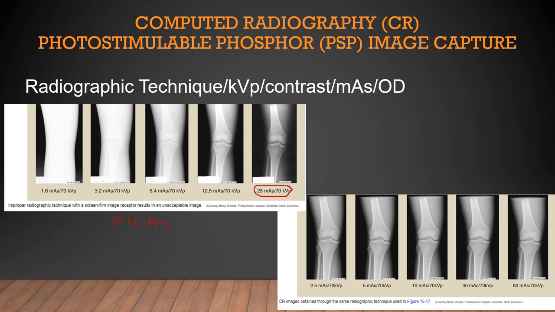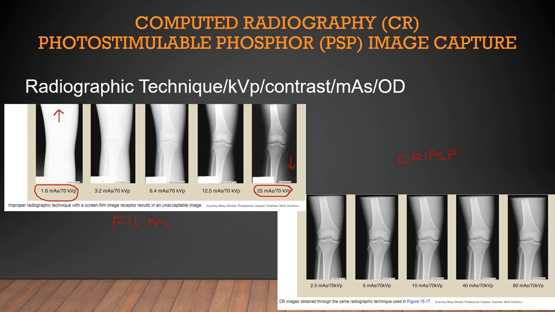With film, if I used 1.6 mAs, you can see that I haven't even penetrated that knee. It looks awful. With film, you can see contrast. This right here is a high contrast image, because it's black and white. Black and white is high contrast. Low contrast is gray, long and low. You can see that with film. You can't see that with CR or PSP. It gets hidden.